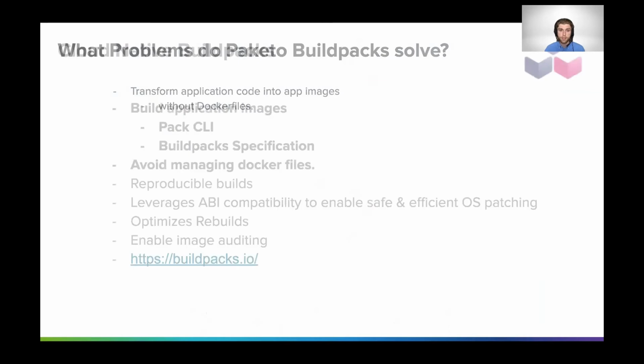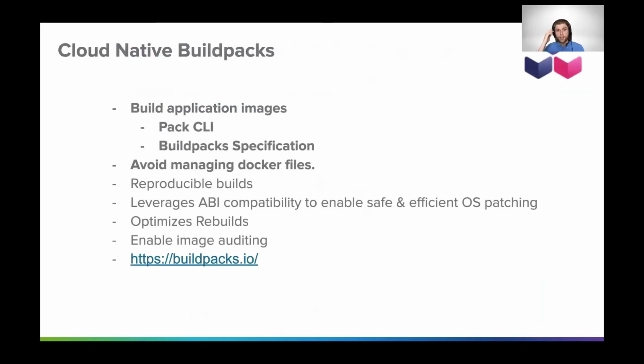So we want to do this without Dockerfiles. And the solution is the Cloud Native Buildpacks project. This is a CNCF project with contributions from Google, Heroku, Microsoft, VMware, many others. What it seeks to do is to build application images, and they provide us with this tool, the Pack CLI, and they also give us a specification for any buildpacks we write to provide dependencies. They must adhere to these rules. And this is a great way to avoid managing a fleet of Dockerfiles.